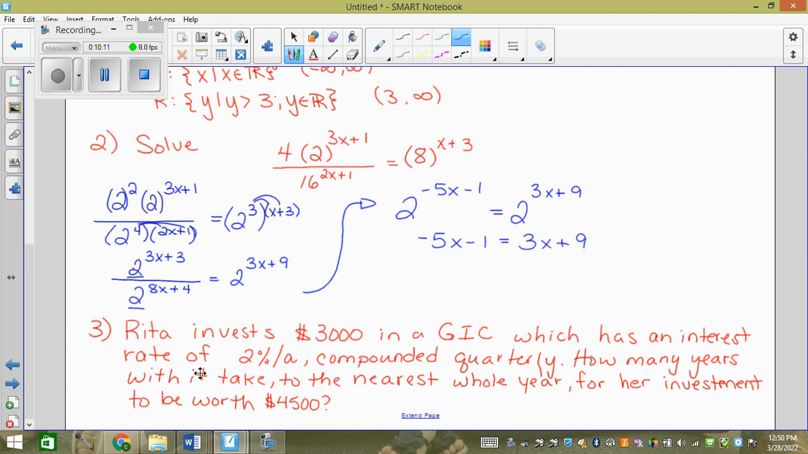And then we solve. So I'm going to add 5x. Negative 1 equals 8x plus 9. Subtract 9. Negative 10 equals 8x. Divide by 8. And x equals negative 5 over 4, which is negative 1.25. Now you should be able to type the original in, second trace 5, enter, enter, enter, and get the right thing.